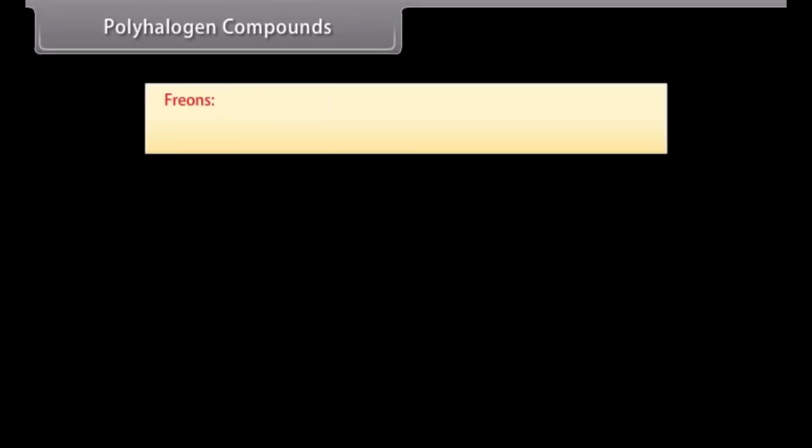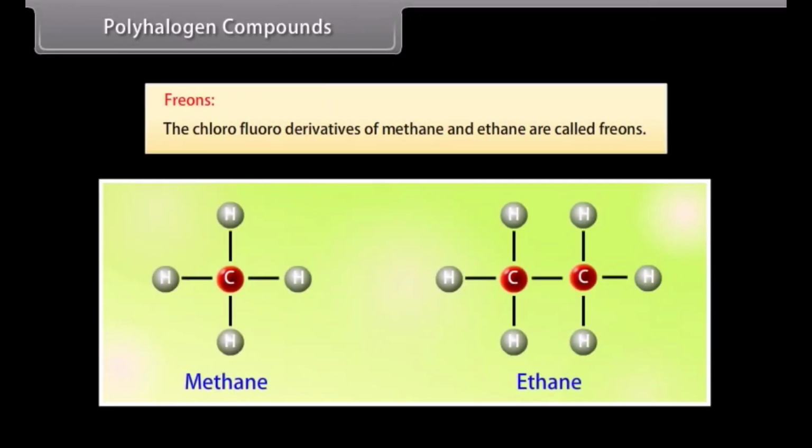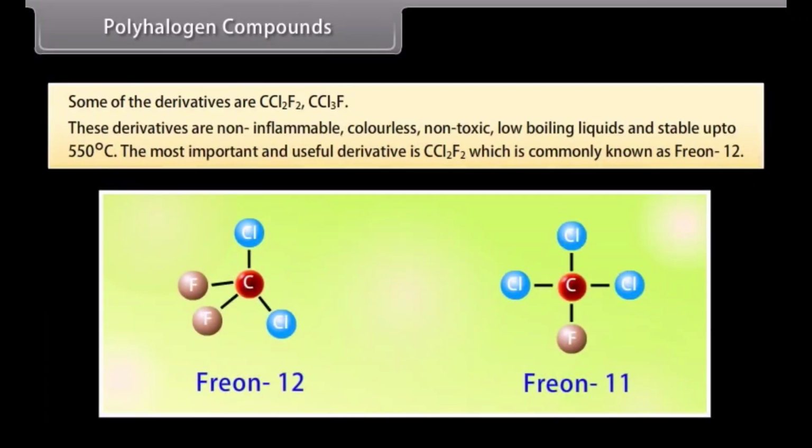Polyhalogen compounds. Freons. The chlorofluoro derivatives of methane and ethane are called freons. Some of the derivatives are CCl2F2, CCl3F. These derivatives are non-inflammable, colorless, non-toxic, low boiling liquids and stable up to 550 degrees Celsius. The most important and useful derivative is CCl2F2, which is commonly known as Freon 12.